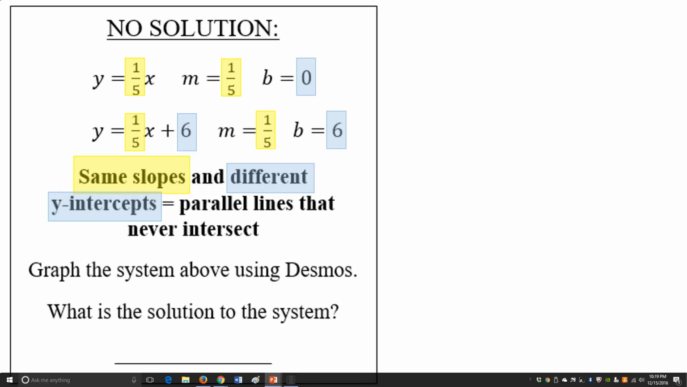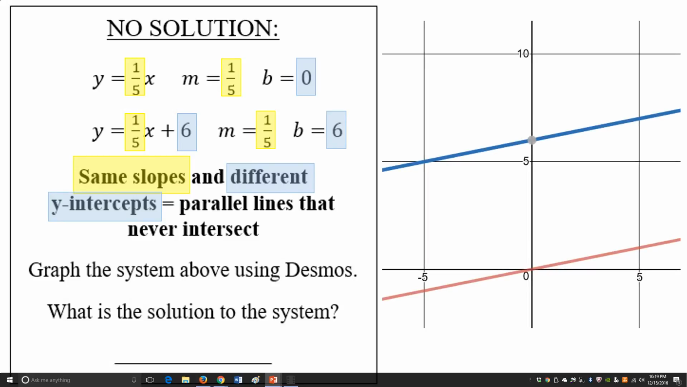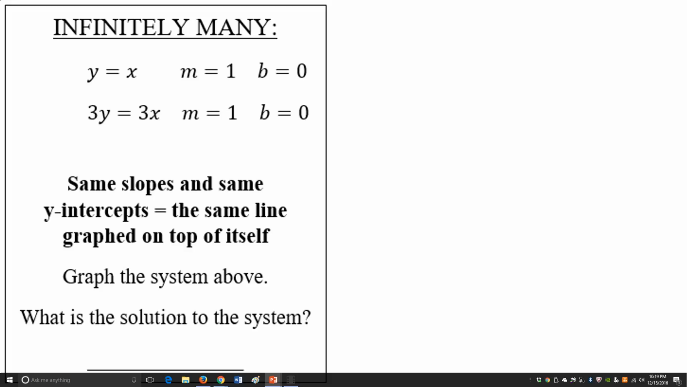So please take a moment and graph those in Desmos and see what you notice, and then write in the solution. And you'll notice the graph is parallel lines, as I mentioned, and therefore the solution is no solution. These will never cross. The last type of solution for a system is infinitely many.